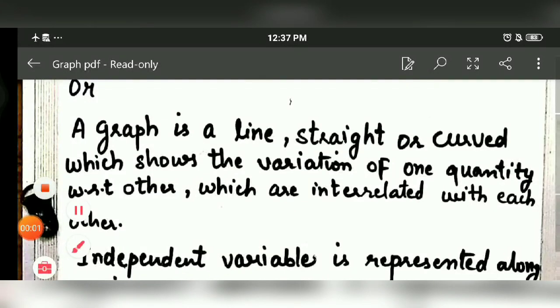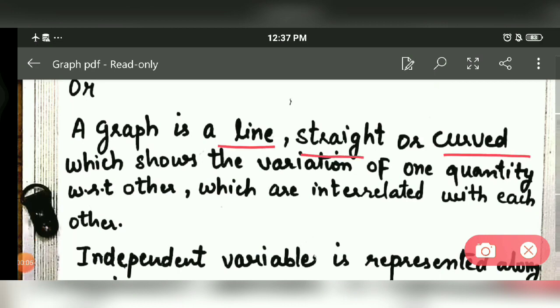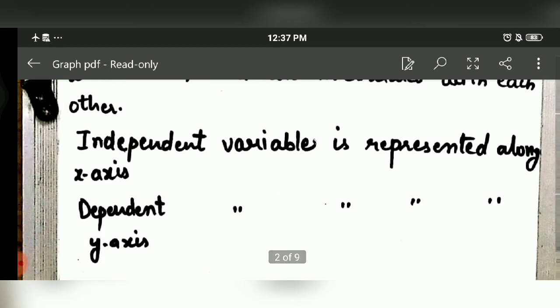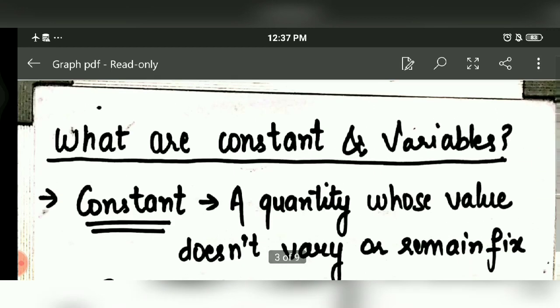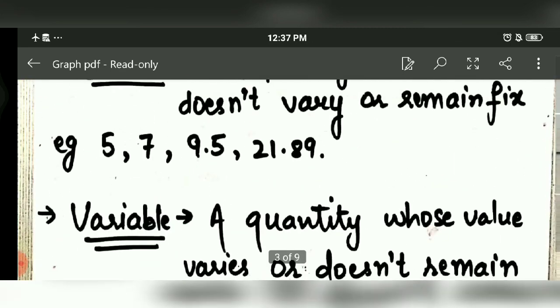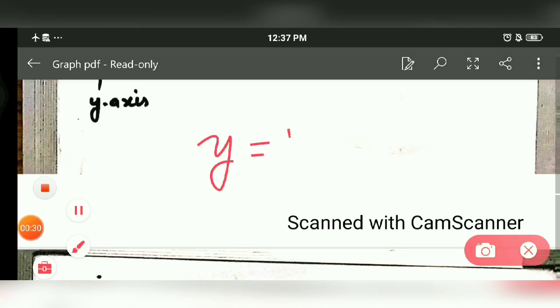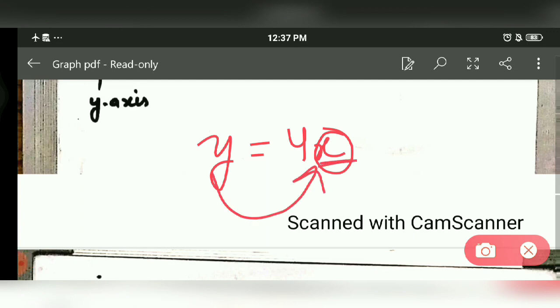A graph is also defined as a line, straight line or curve, which shows the variation of one quantity with respect to another, which are interrelated with each other. I have given you an example over here. Suppose I have a quantity y equals 4x. Here y depends upon x, so x is an independent variable, y is a dependent variable.